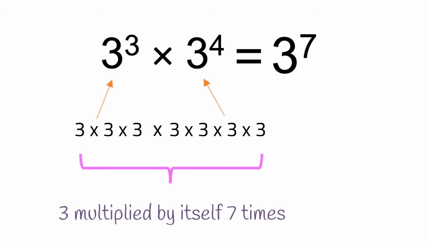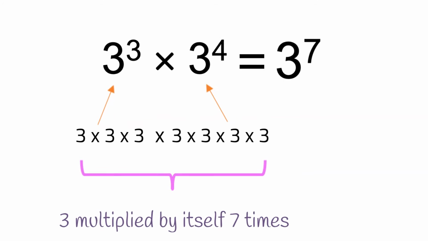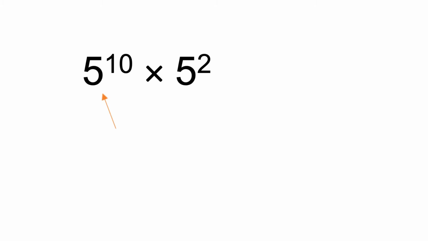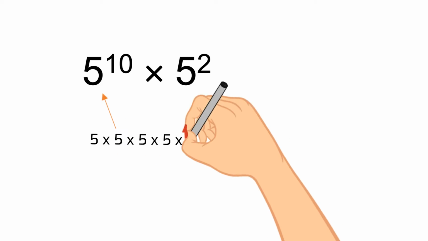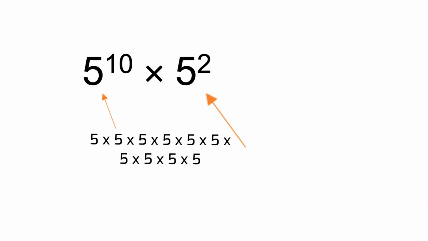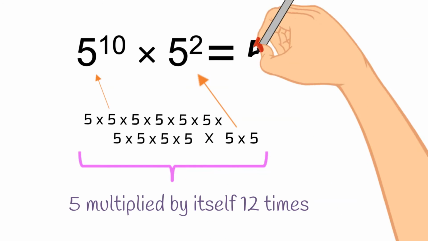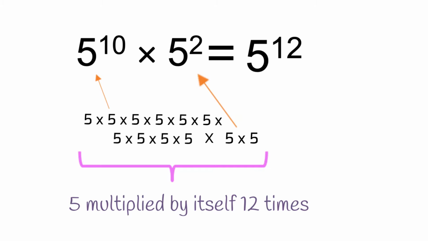Let's take a look at another one and see if you can spot a pattern. So I have 5 to the power of 10, which is 5 multiplied by itself 10 times. And then 5 squared, which is 5 times 5. Well, I'm multiplying both of those together, which means altogether I have 5 multiplied by itself 12 times. So this expression simplifies to 5 to the power of 12.